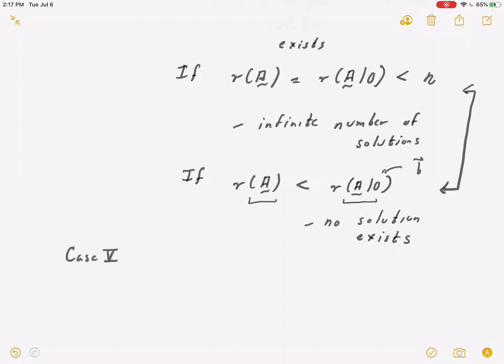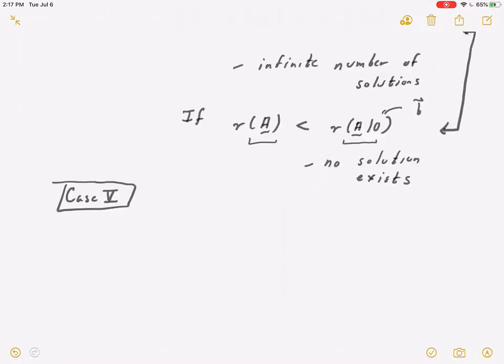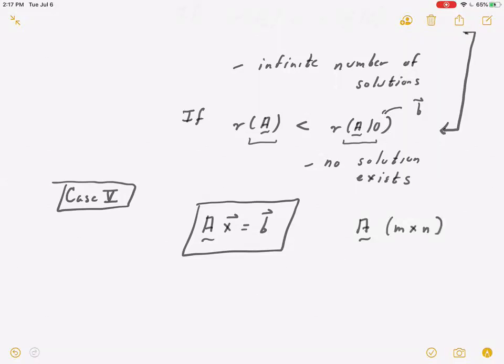So there is a final case, case 5. And here I have my most general form using matrix vector multiplication for a system of linear equations that I want to solve simultaneously. But as in case 4, I want this matrix A to be rectangular, wide or tall, not square. So A has m rows and n columns. X has n rows and 1 column. B has m, as in micro, rows and 1 column.